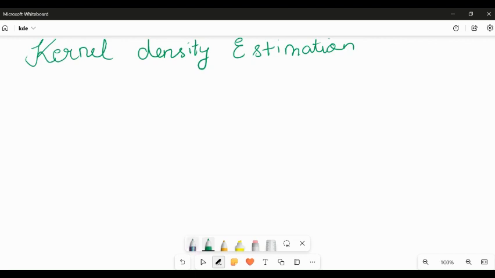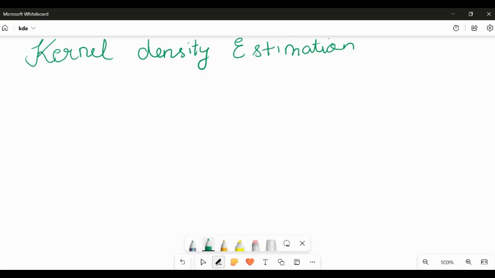These are all the basics related to PDF, PMF, and CDF. I hope you have seen that video. If you haven't checked it, then go to the description box, where you will get my link. That will be the basics for kernel density estimation.